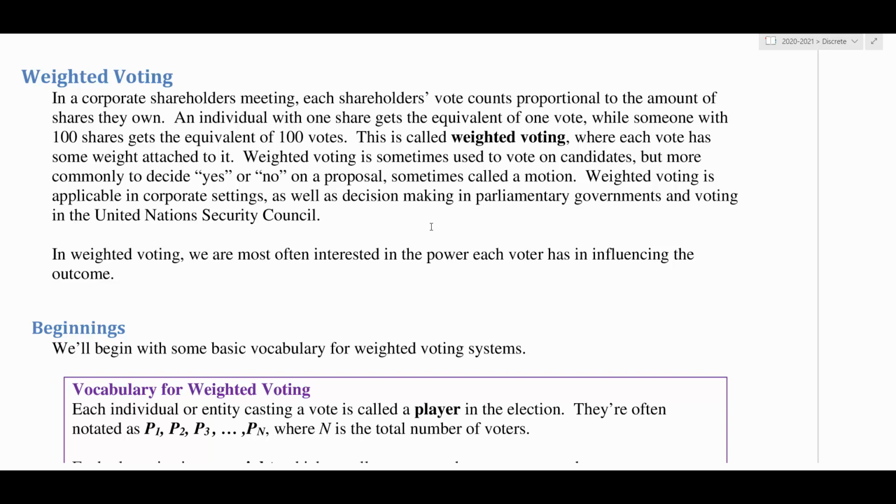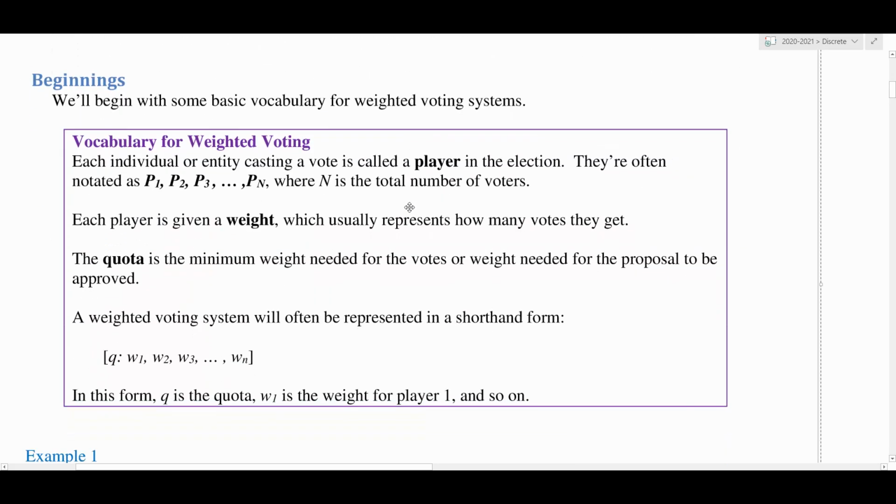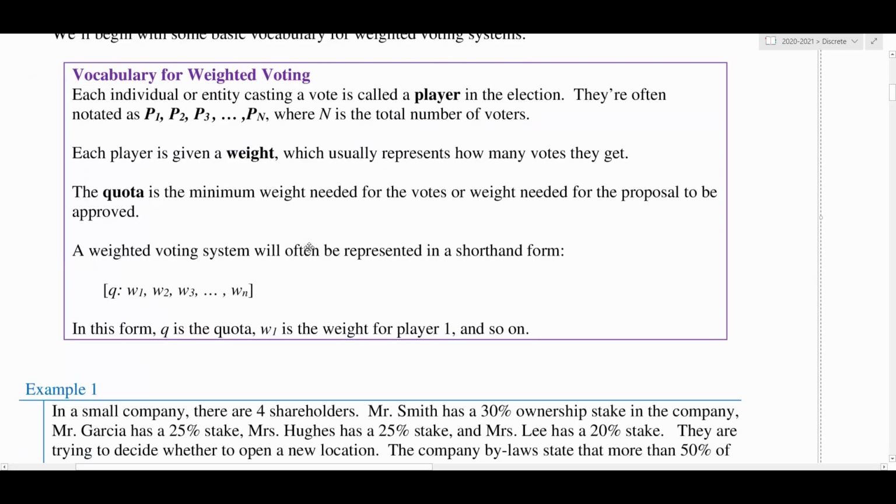All right. So to understand how weighted voting systems typically work, we're just going to run through some of the basics today, and then we'll build it up a little each day. Okay, we'll start with the beginnings here, just some basic vocabulary. I'm not going to read this to you guys. You guys can read that on your own if you want. I'm going to go through a problem, and as I go through the problem, I'll point out some of these vocabulary words as we go through.